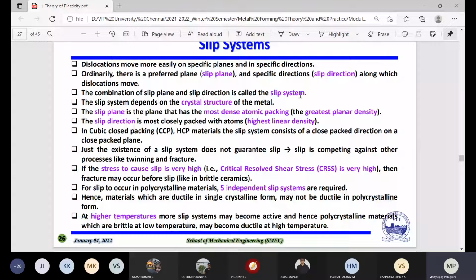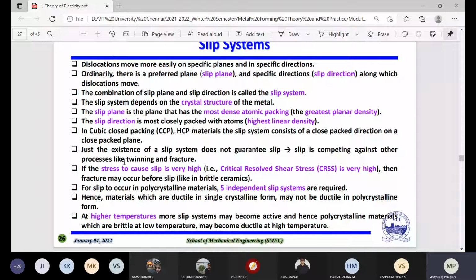In total we have to consider the slip system, and the slip system depends upon the crystal structure of the metal. You cannot say that all are the same, that's why I'm telling you, if you have different kinds of material, for example what I told about crystalline and amorphous material, this depends upon the crystal structure of that material. The slip plane is the plane that has the most dense atomic packing, that is the greatest planar density. I do not know whether you remember that or not, it will be a dense one. And the slip direction is most closely packed with atoms, the highest linear density. These are some of the factors, but at least you have to know that the slip system consists of the slip plane and the slip direction.